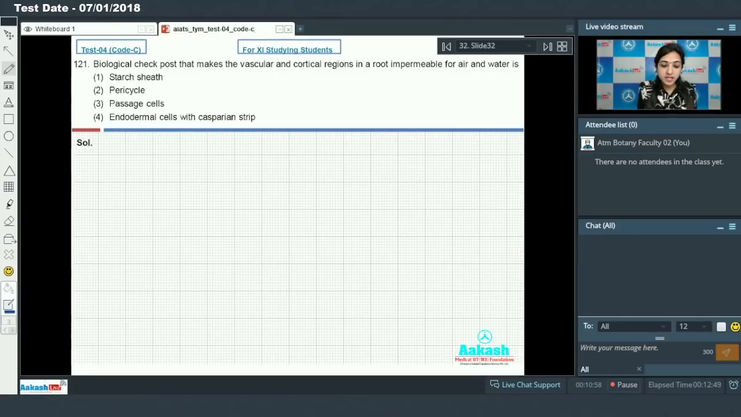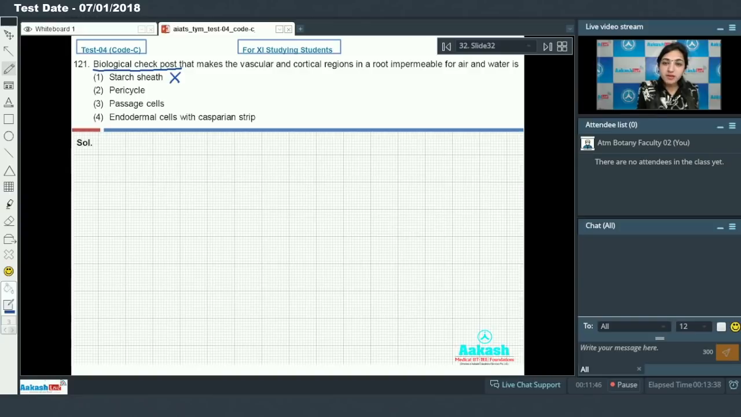Question number 121 says, the biological checkpost that makes the vascular and cortical regions in a root impermeable for air and water is starch sheath. Endodermis of the dicot stem is known as starch sheath. Because it stores starch, it is permeable to water, but as it lacks Casparian strips, it is not the biological checkpost that makes the vascular and cortical regions in a root impermeable for water. So this option is ruled out.